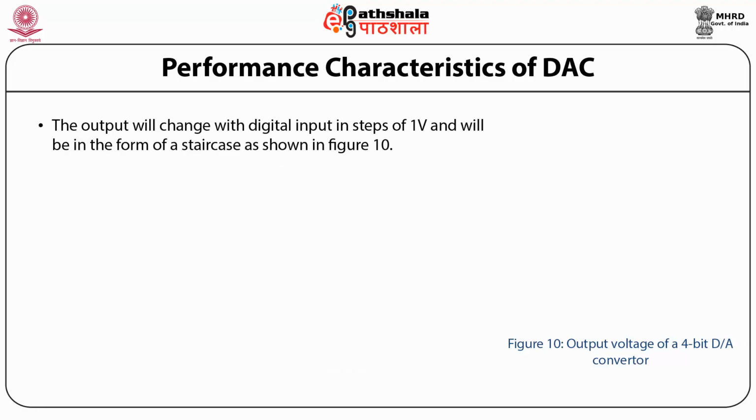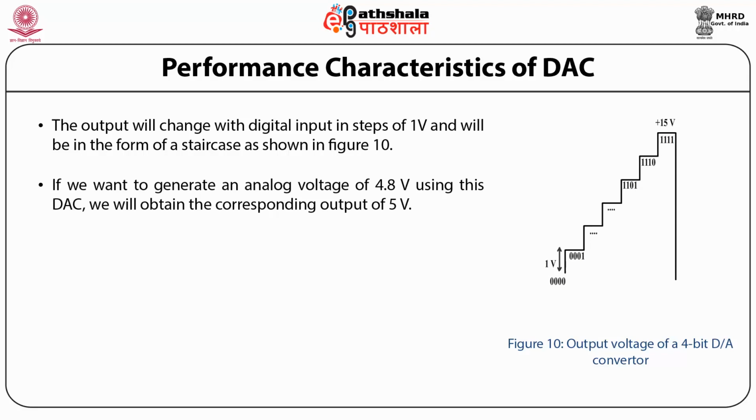The output will change with digital input in steps of 1 volt and will be in the form of a staircase as shown below. If we want to generate an analog voltage of 4.8 volt using this DAC, we will obtain the corresponding output of 5 volt.